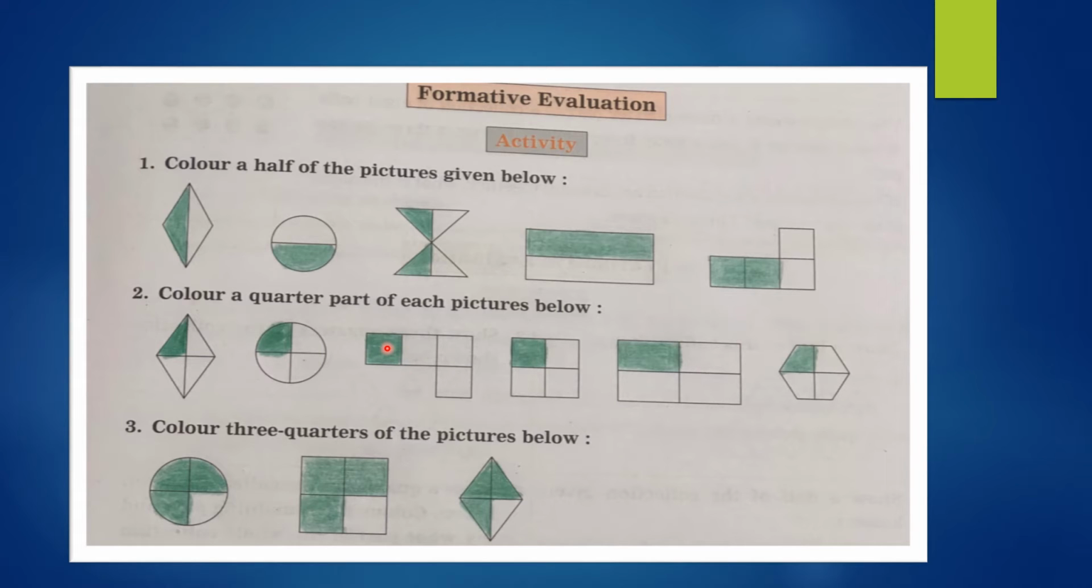This is another quarter. Here 1 out of 4. Here also 1 out of 4. And here too 1 out of 4. And the last one says color 3/4 of the pictures below. That means out of 4 you have to color 3 parts. So here in the circle 1, 2, 3, the square 1, 2, 3, and here also you are coloring 1, 2 and 3 out of the 4 parts.